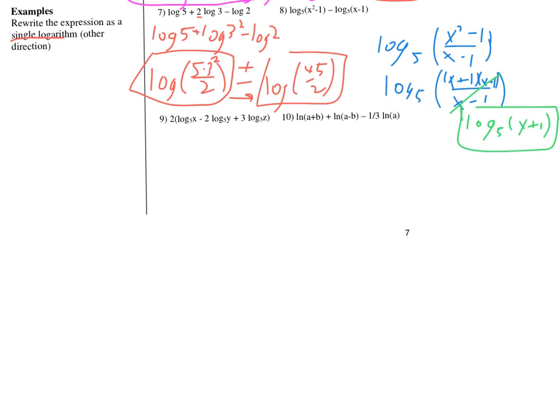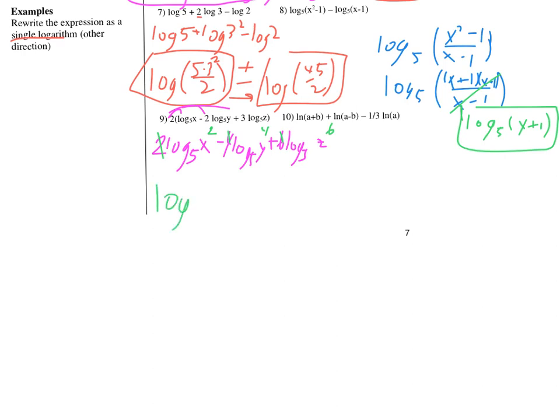Number 9, there's a couple different ways we can look at it, and I'll show you both ways. I think that the best way to do this is just to distribute that 2 first. There is another way to do it, but I think this is a lot easier to visualize. So we'll just multiply everything by 2. And then I'll move all my coefficients up to be exponents, and I'm just going to do that right here, so I don't have to write everything again. So that'll become x squared, that'll become the 4th power, and that'll become z to the 6th.